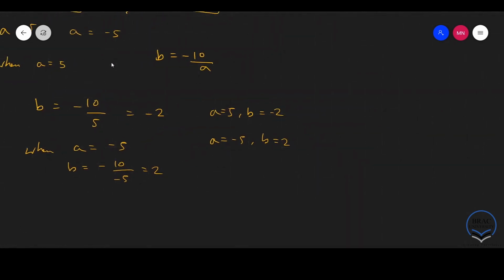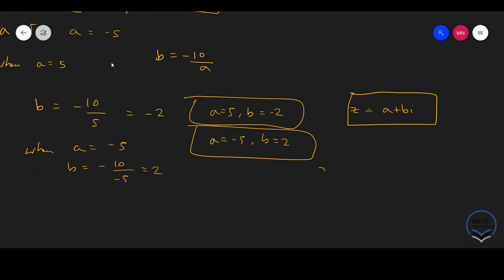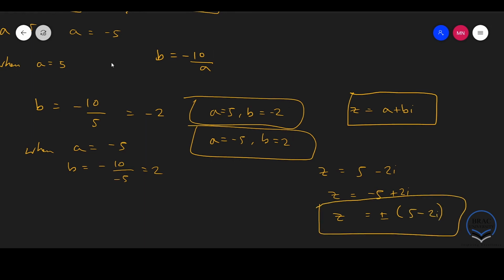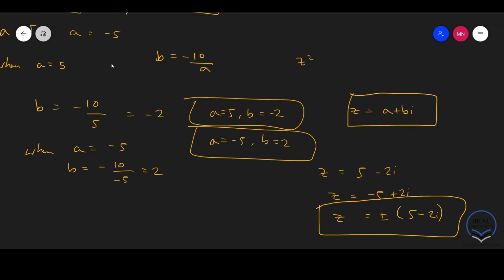And once again, we know that z is equal to a plus bi, right? We're trying to find values of z. So from these solutions, we see that z can be equal to 5 minus 2i or minus 5 plus 2i. So z can just be equal to plus or minus (5 minus 2i). So these are my solutions. For the equation z squared equal to 21 minus 20i, the possible values of z I can have are these. These are my solutions for z.